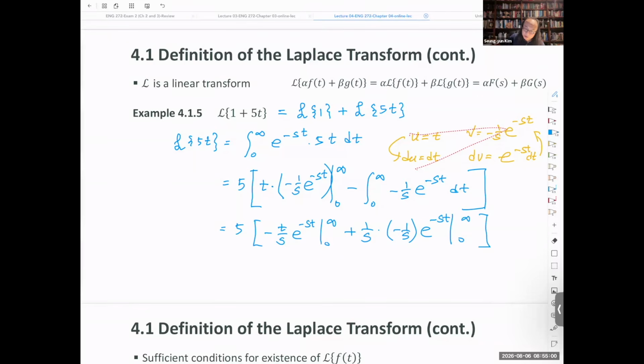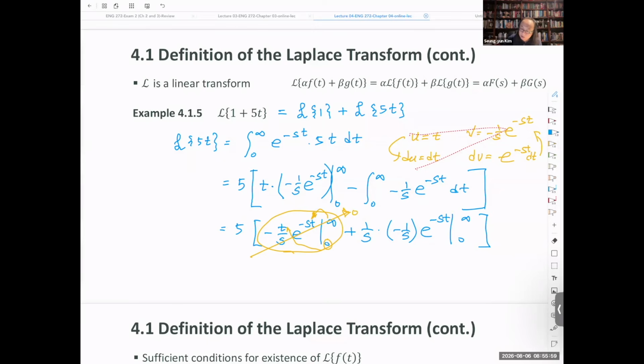For this first term, if you plug in infinity here, just like what we saw from the previous problem, it's going to be 1 over e to the positive infinity. That'll give us 0. And for the 0, when you multiply by t, the whole thing is 0. Therefore, it's going to be 0.